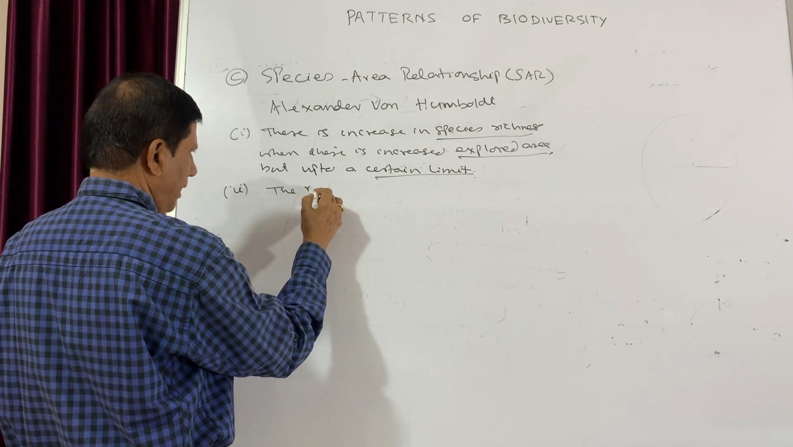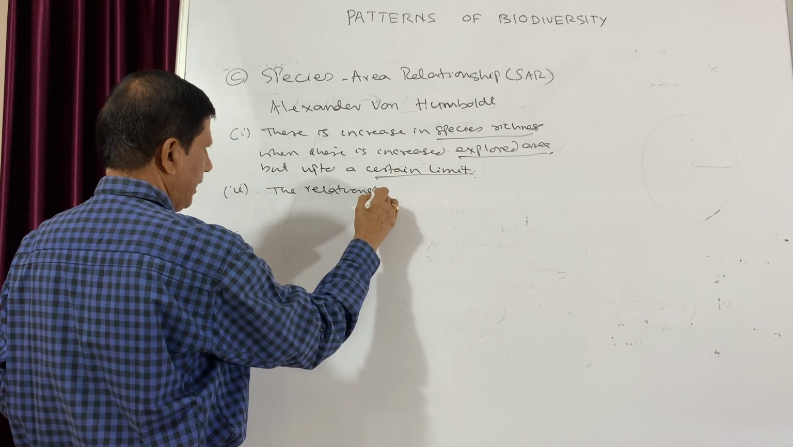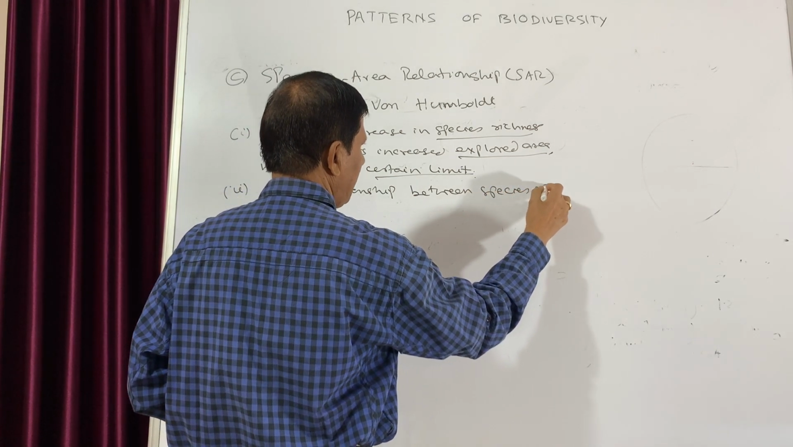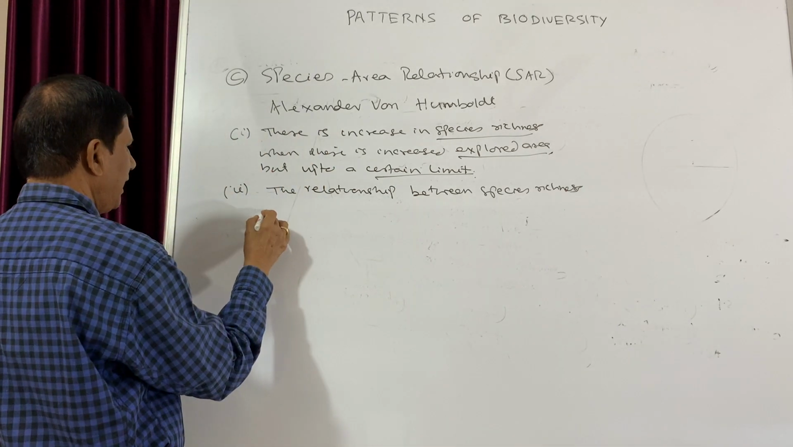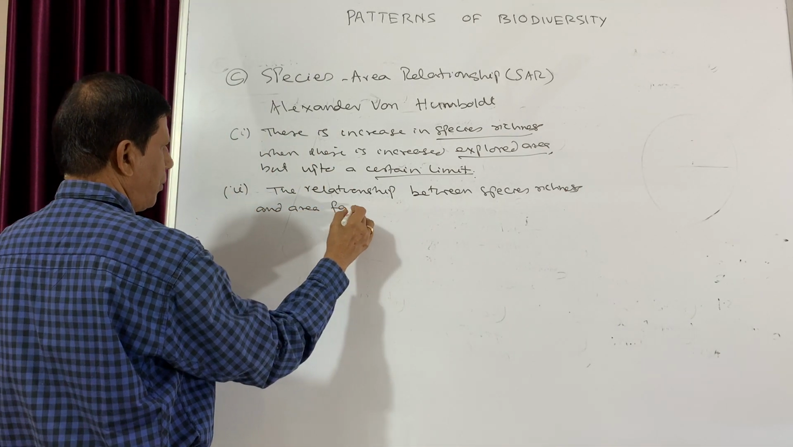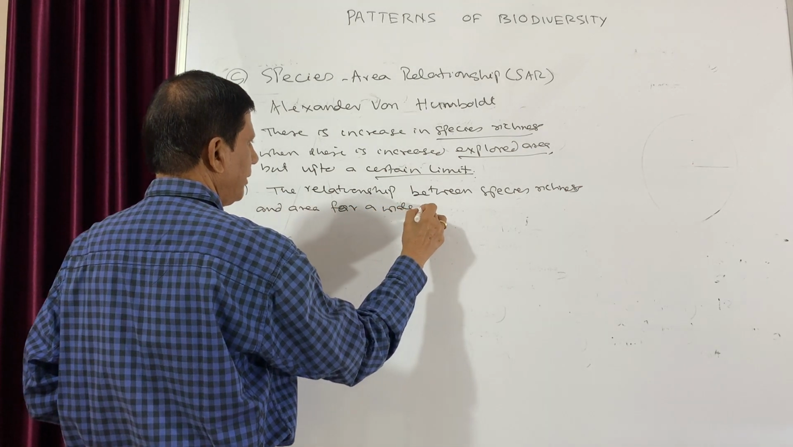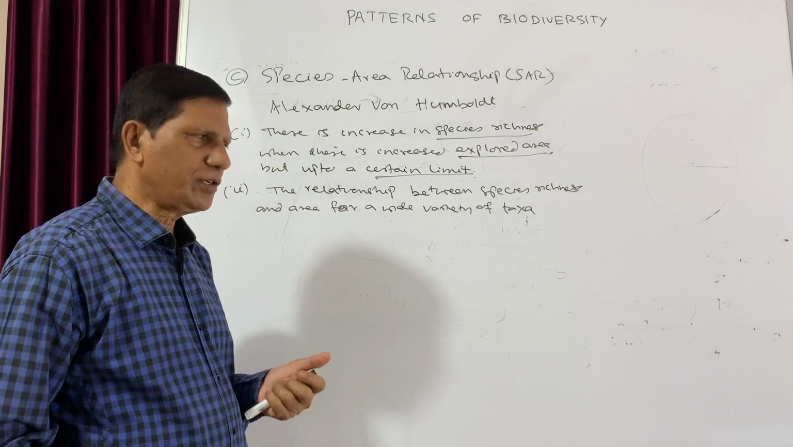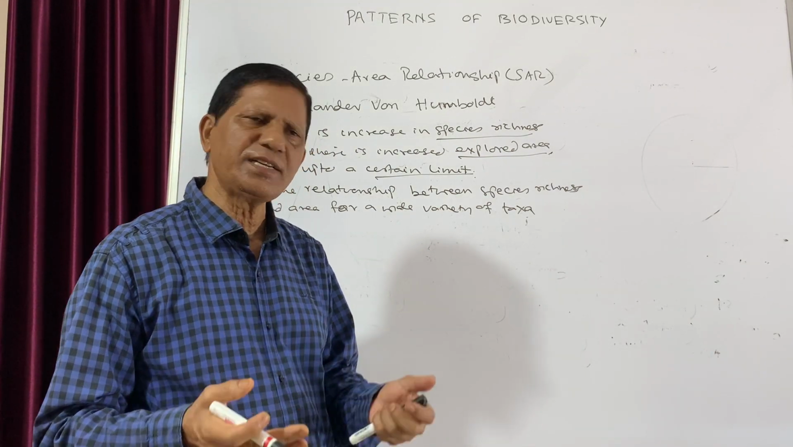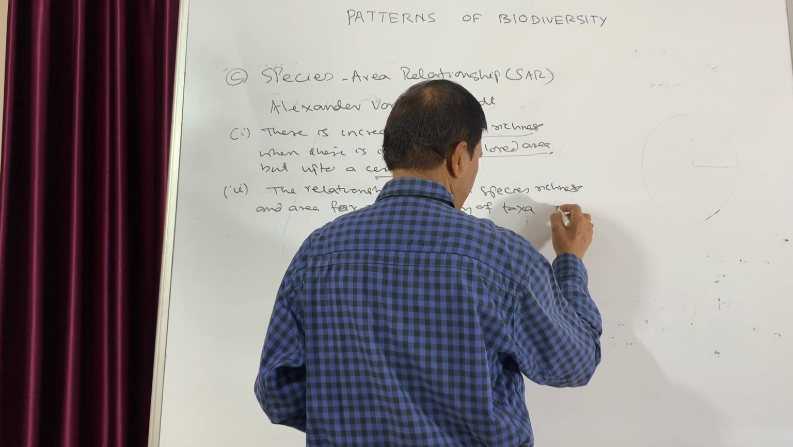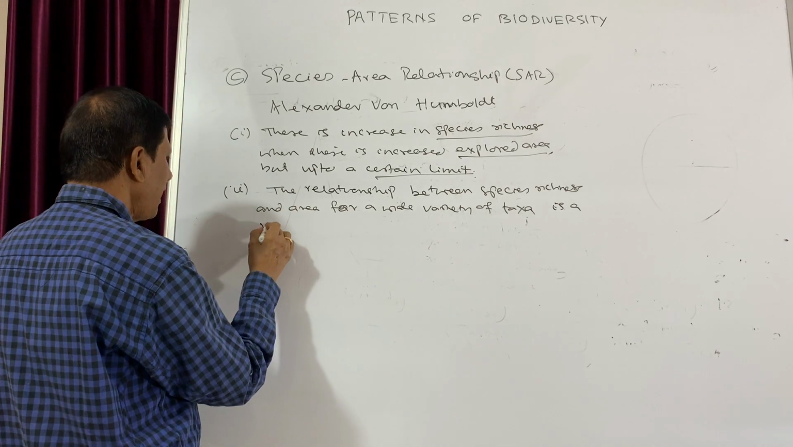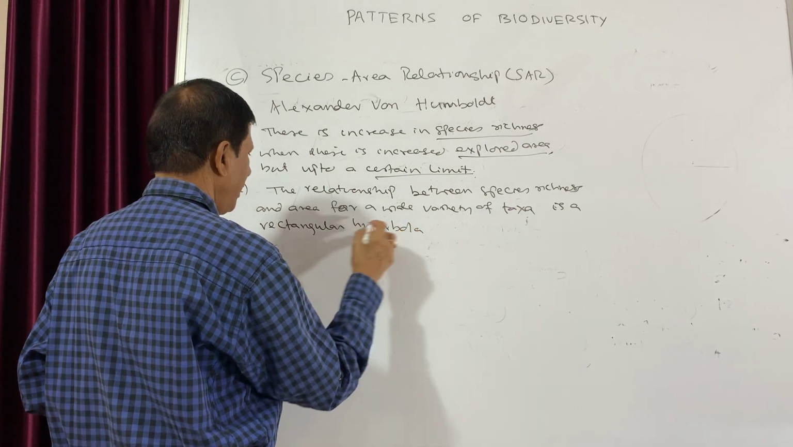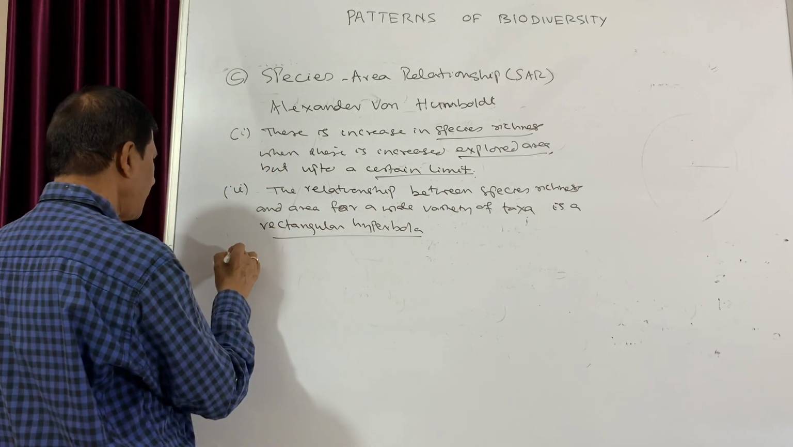Then the second point, according to him, is the relationship between species richness and area for a wide variety of taxa. Wide variety of taxa means there may be birds, mammals, plants, anything. The relationship for a wide variety of taxa is a rectangular hyperbola. This is important.